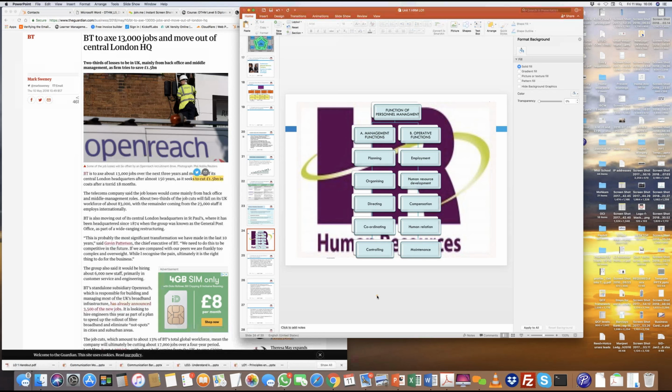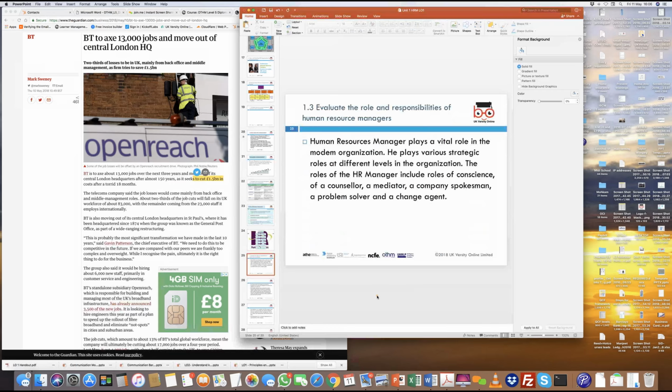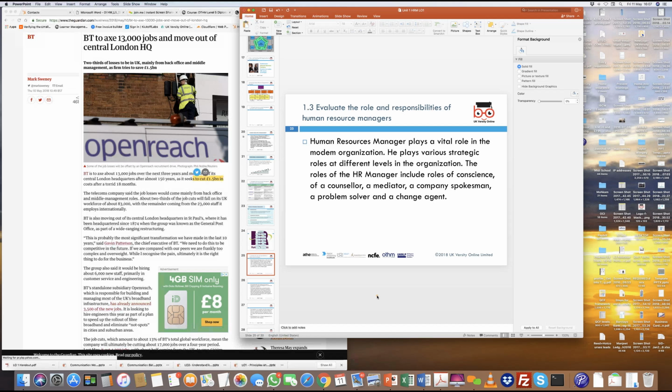Now, last but not the least, we're looking at the roles and responsibilities of HR managers. We have covered certain key aspects of what HR managers do. Can you list a few examples of what could be the key responsibilities of HR managers within an organization? What could be the key roles or key functions which an HR manager does? What do you think would be the key functions? Key function of human resource management.